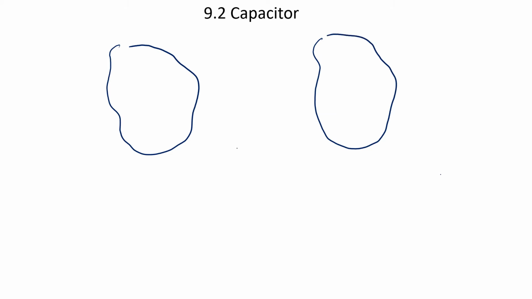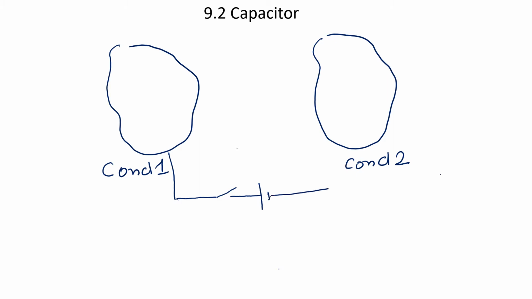Let us consider that we have two conductors, I'm drawing arbitrarily shaped. Let's call this conductor 1 and conductor 2. And what I do to this geometry of these two conductors is I connect a battery, and let's put a switch and a battery across these two places.